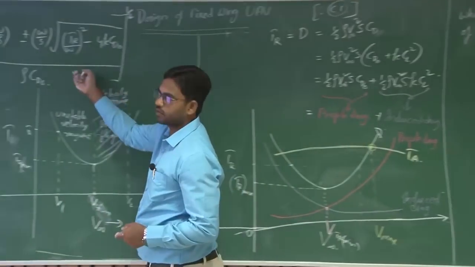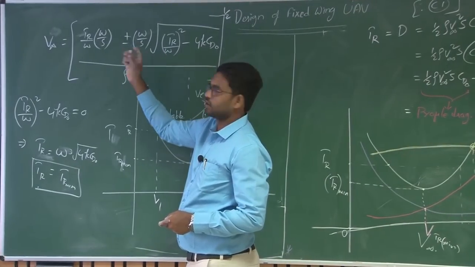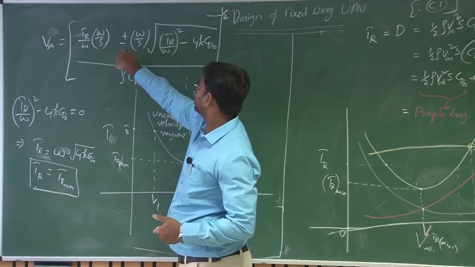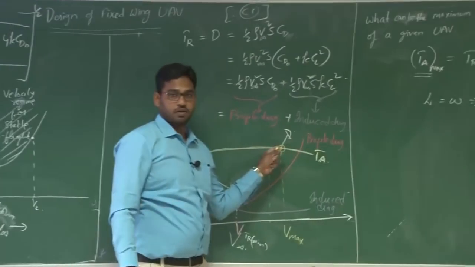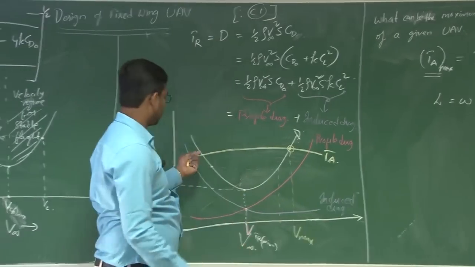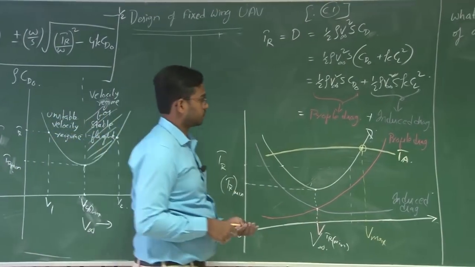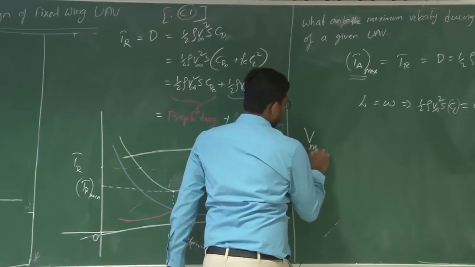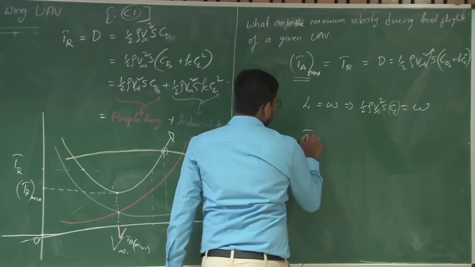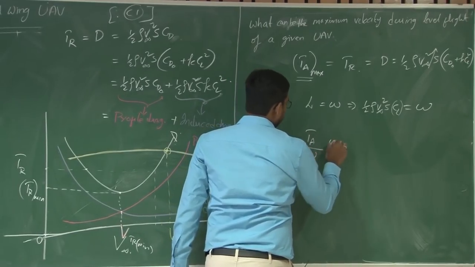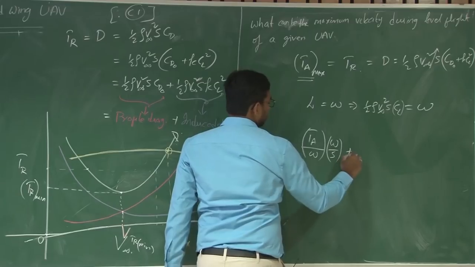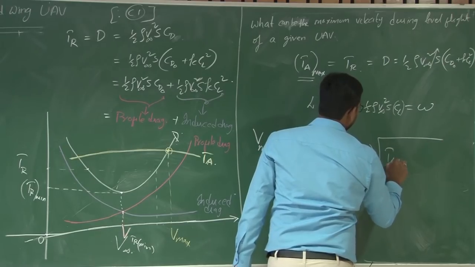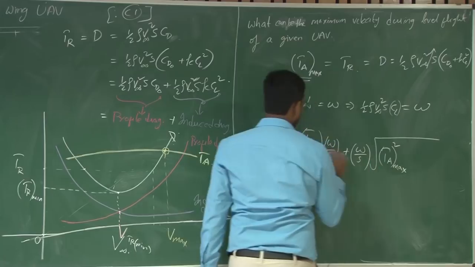So can we find that point from this equation? What you need to do is replace TR with T available and take the positive sign of this. You will reach this particular point, right? The other point will be the negative sign of that. Yes. So replace the TR by TA to get the maximum velocity in level flight: thrust available by weight, into wing loading, plus or minus, W by S into root over thrust available squared. See, this thrust available is the maximum thrust available.